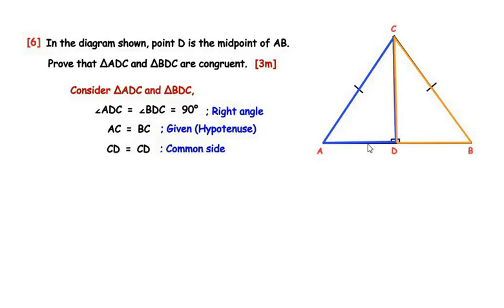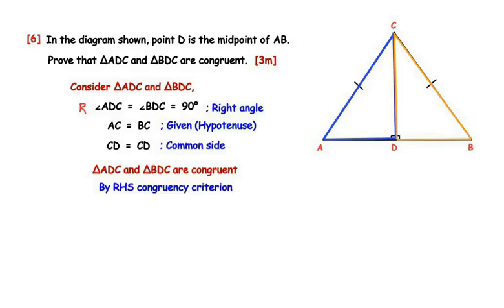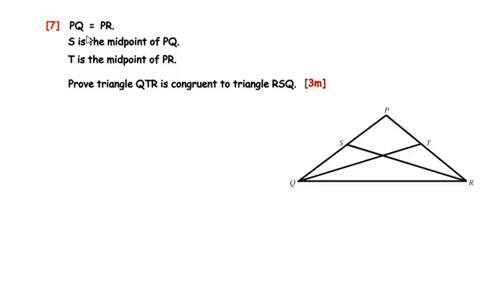So the side CD from triangle ADC is equal to the side CD from triangle BDC, that is the common side. So by the right angle, hypotenuse and corresponding side congruency criterion, we can say that these two triangles are congruent to each other. So this is our answer. This is the last question in this video.